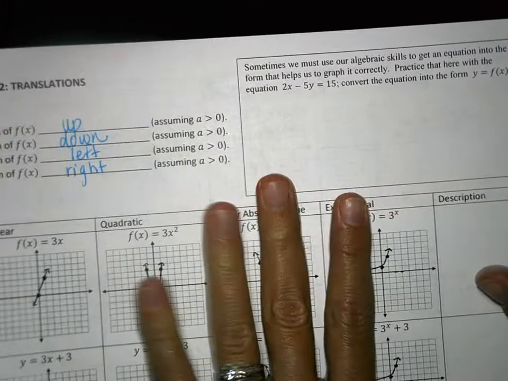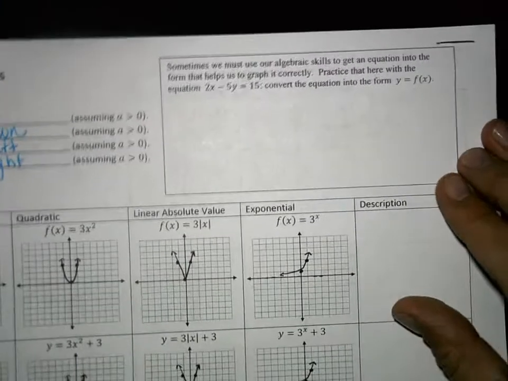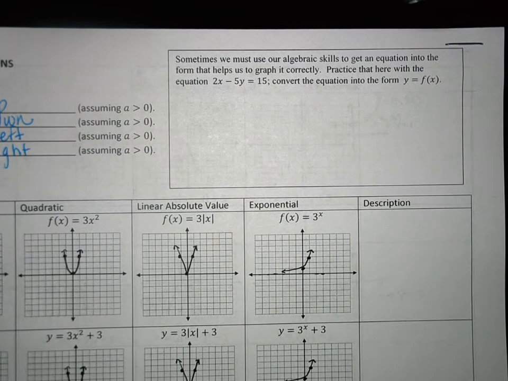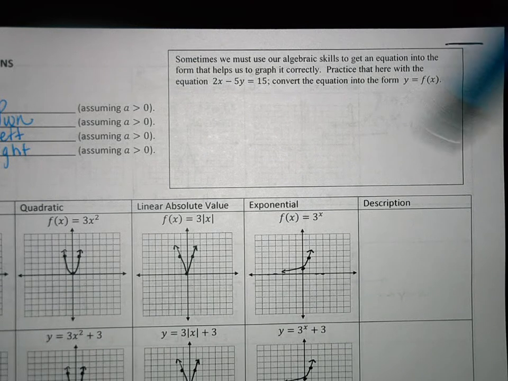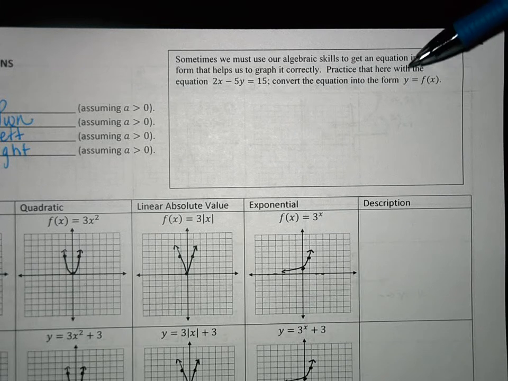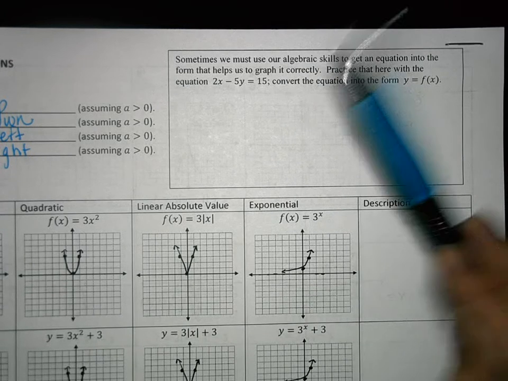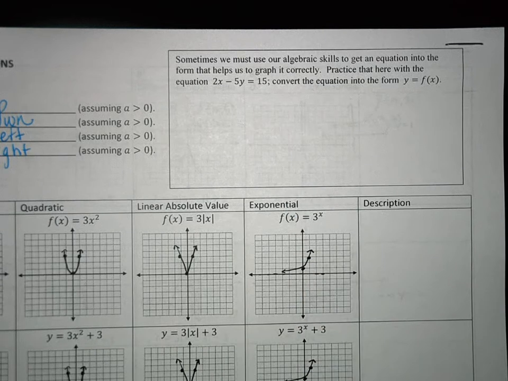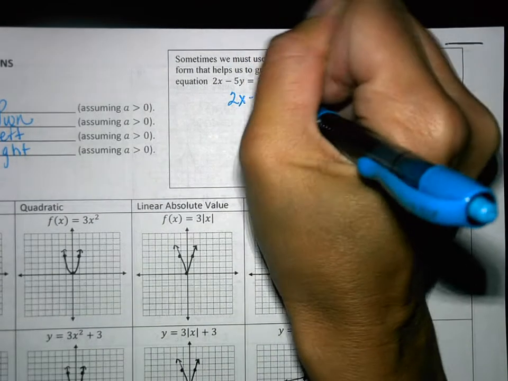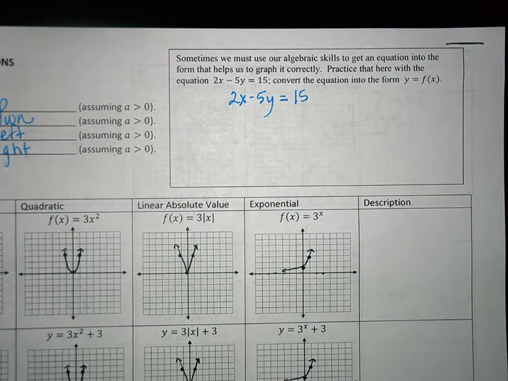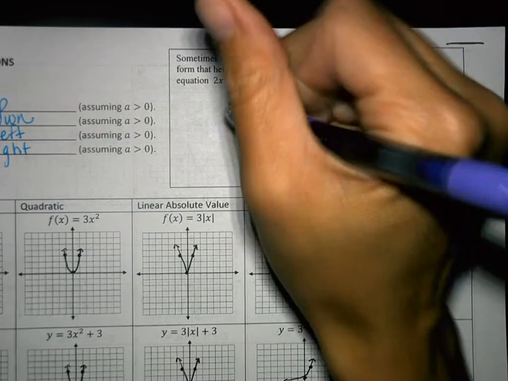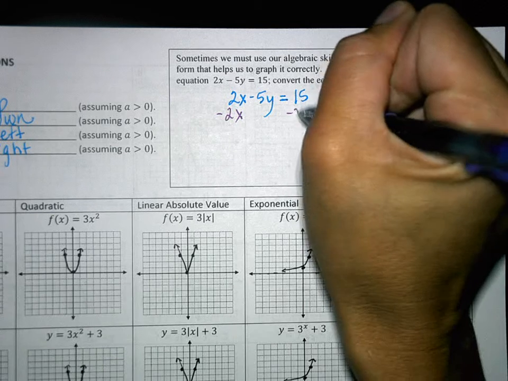Okay, so over here to the right, it says sometimes we have to use our algebraic skills to get an equation into the form that helps us to graph it correctly. Practice here with this equation and convert it to y equals f of x. Basically what that means is you just want y on the left side and everything else on the right. And so in order to get y by itself, what would I need to do first in this equation? Very good. The first thing I would need to do is subtract 2x. So I'm going to subtract 2x from both sides.